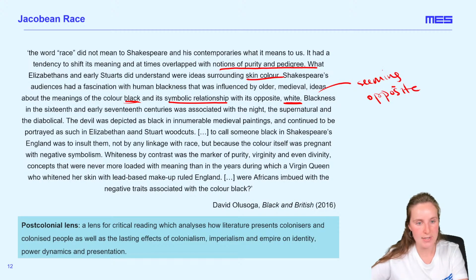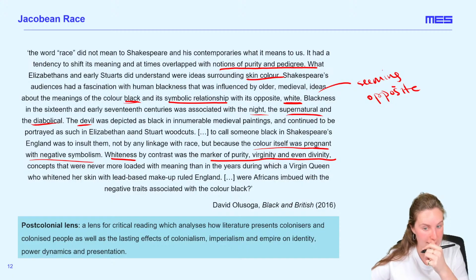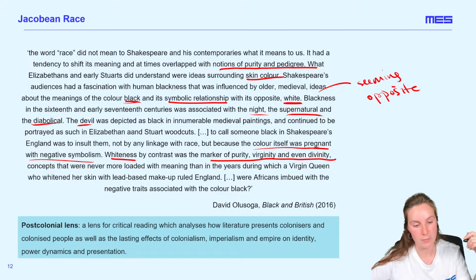Blackness in the 16th and early 17th centuries was associated with the night, supernatural, and the diabolical. The devil was depicted as black in innumerable medieval paintings and continued to be portrayed as such in Elizabethan and Stuart woodcuts. To call someone black in Shakespeare's England was to insult them, not by any linkage with race, but because the colour itself was pregnant with negative symbolism. Whiteness, by contrast, was the marker of purity, virginity, and even divinity, as we can see through the quotation of Desdemona. Concepts that were never more loaded with meaning than in the years when a virgin queen who whitened her skin with lead-based makeup ruled England, were Africans imbued with the negative traits associated with the colour black.